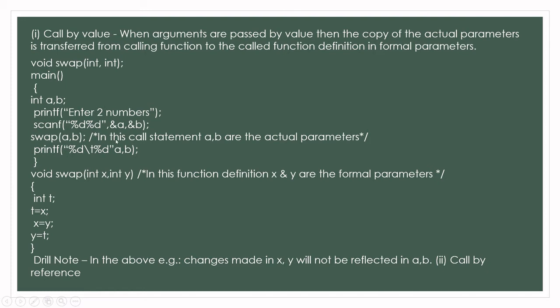Definition in formal. So this is the actual parameter and this is the formal parameter. So this value is passed over here. This is known as call by value. So changes made here will not be reflected in a and b.